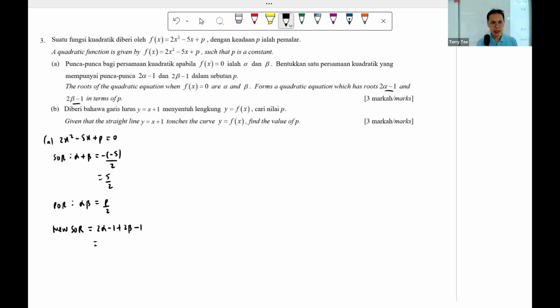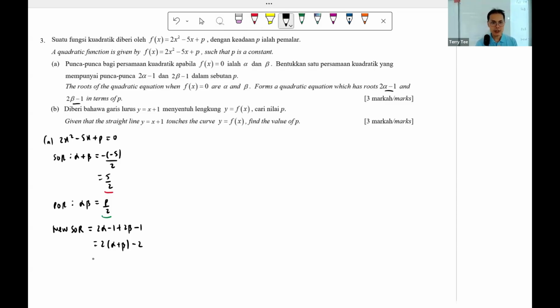So we put it together. For me, I'll factorize the 2. I'm left with alpha plus beta minus 2. My alpha plus beta is 5 over 2 from here. This is 5 over 2. My alpha times beta is b over 2.